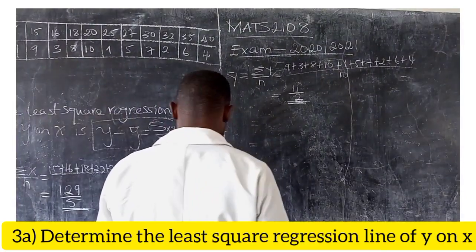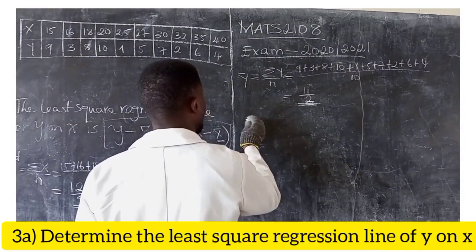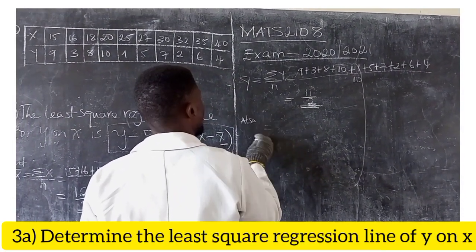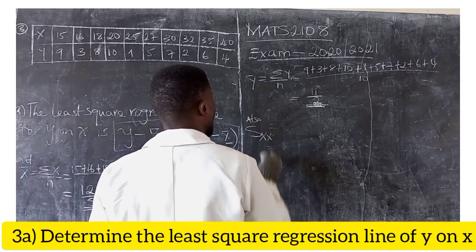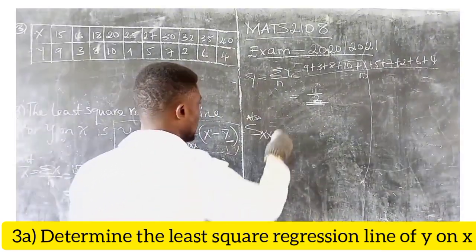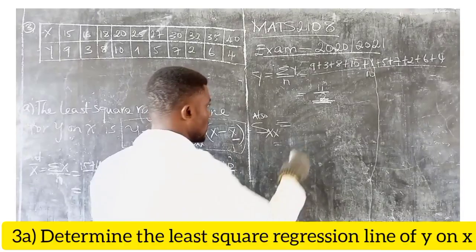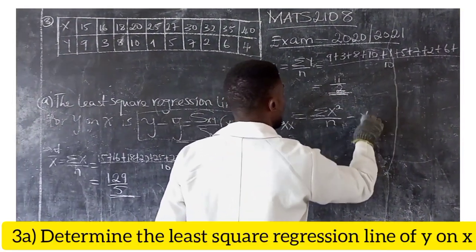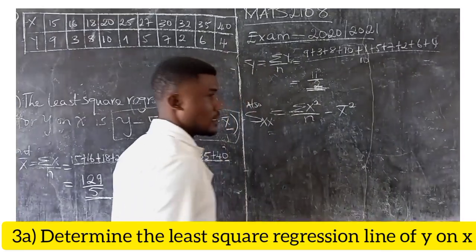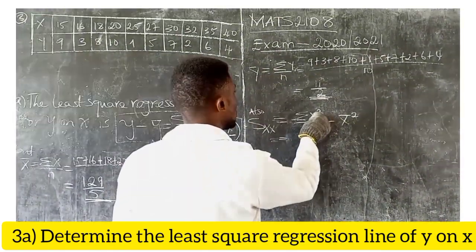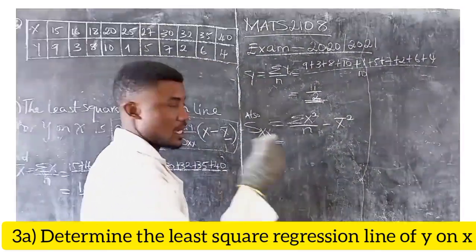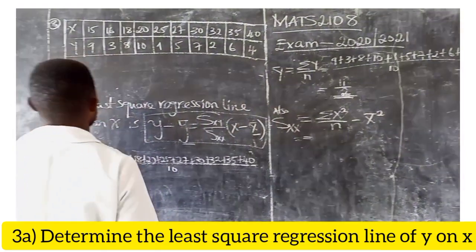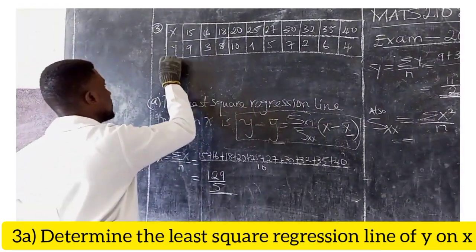Then, to find the variance of x, we know that the variance of x is defined as the sum of x squared divided by n, minus x bar squared. So this means that we need to square x first and then add everything. So I'm going to square it on this table.